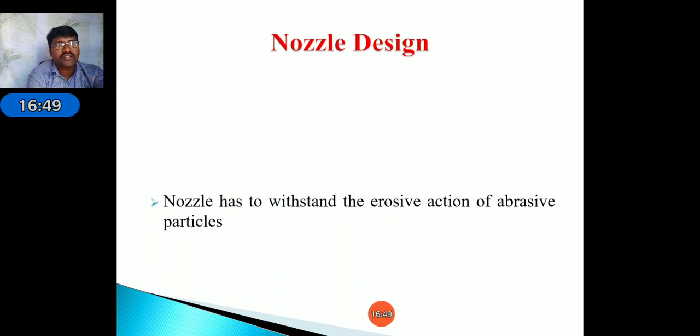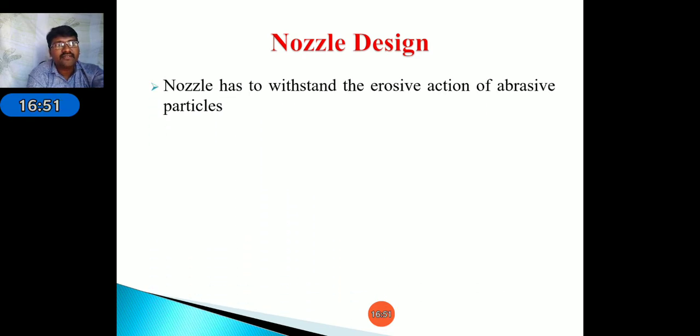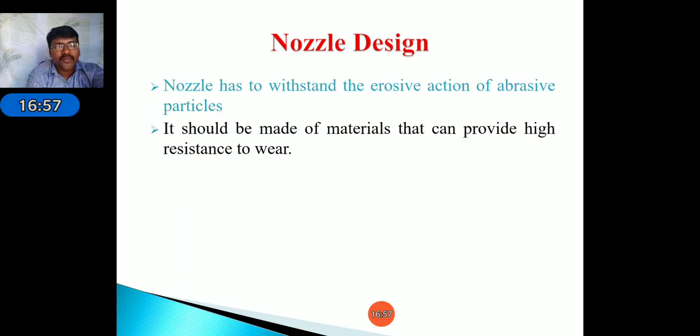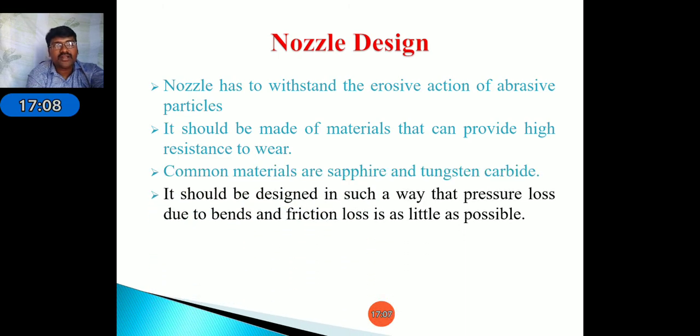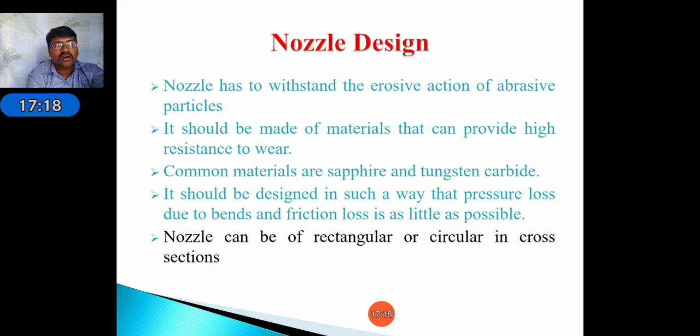Next, coming to nozzle design. The nozzle has to withstand the erosive action of abrasive particles. It should be made of materials that provide high resistance to wear. Common materials are sapphire and tungsten carbide. It should be designed in such a way that the pressure loss due to bends and friction loss is as little as possible. The nozzle can be rectangular or circular in cross section. These are the characteristics and parameters considered at the time of nozzle design.